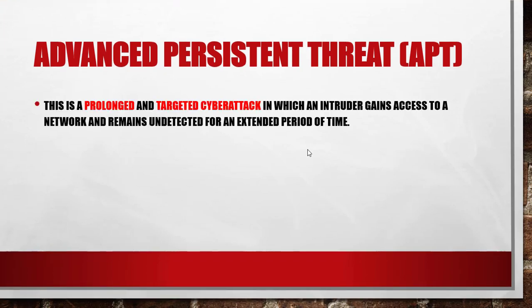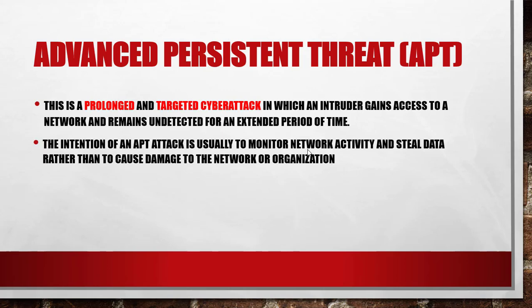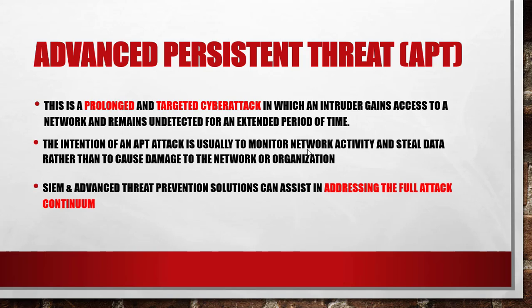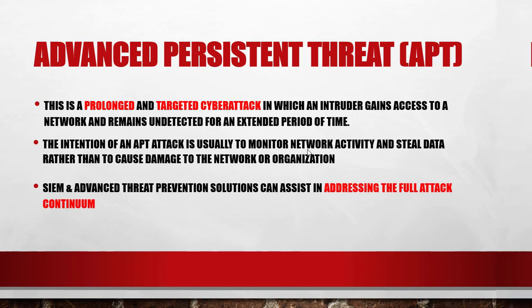Basically, APT attacks are prolonged and targeted attacks in which an intruder gains access to a network and remains undetected for an extended period of time. Usually the intention of an APT attack is to monitor network activity and steal data rather than cause damage to the network or an organization. So SIEM and advanced threat prevention solutions can assist in addressing the full attack continuum of advanced persistent threats.